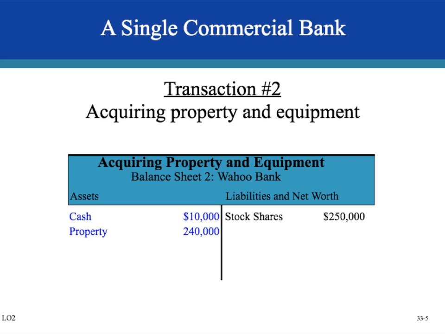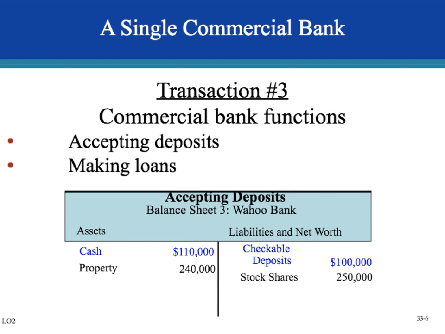$240,000 in property. But notice the liabilities are still the same. They still owe $250,000 in stock shares to the public. Now the bank is truly ready for business, and they accept $100,000 in checkable deposits.